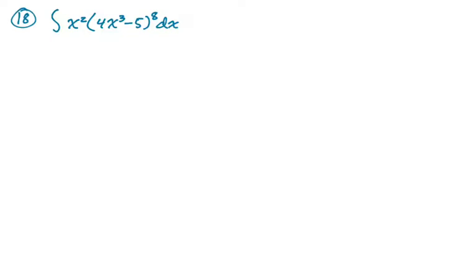Integral of x squared quantity 4x cubed minus 5 all to the 8th and then dx. So again, typically you want to let u equal the highest powered thing in parentheses. In this case, both of those are the same. So I'm going to let u equal 4x cubed minus 5. So then du is going to be 12x squared dx, or 1/12 du is x squared dx.